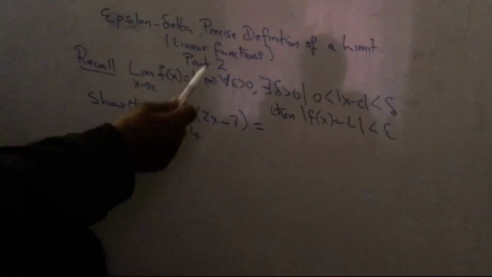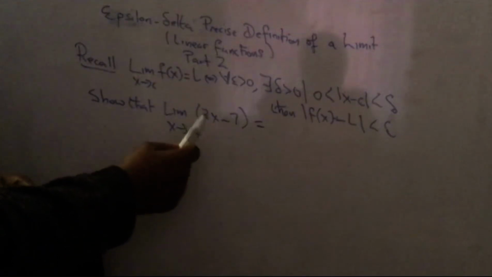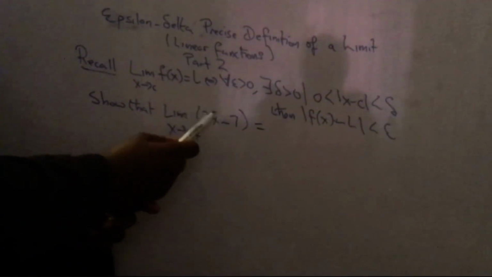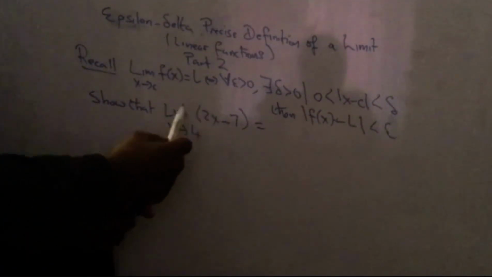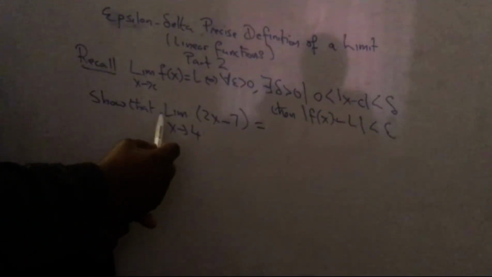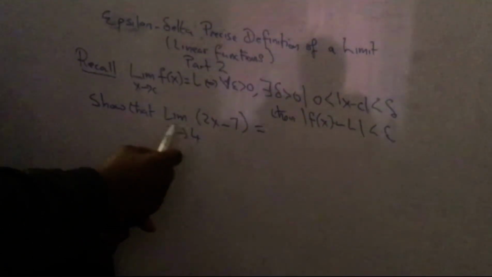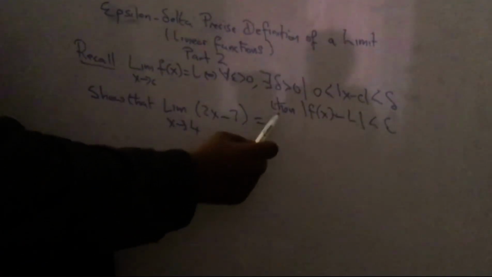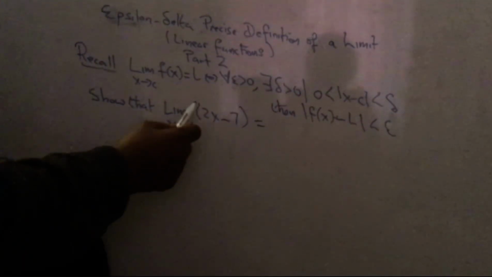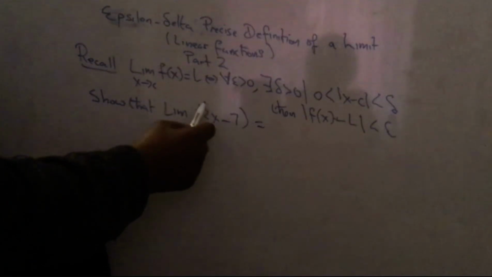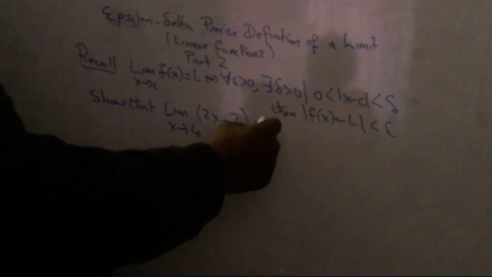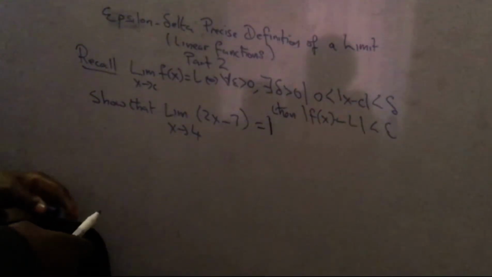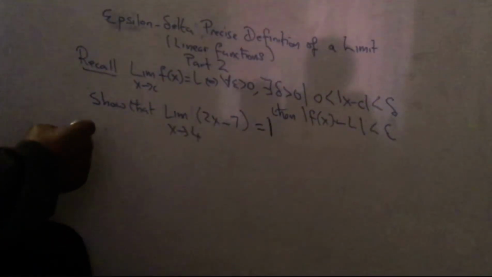Okay? Now, here we've got a linear function. We know it is continuous, right? And by direct substitution, we substitute x as x approaches 4 into this function in order to get the output at that point. So for instance, 2 times 4 is 8, 8 minus 7 is 1. Okay, now let's begin our proof.